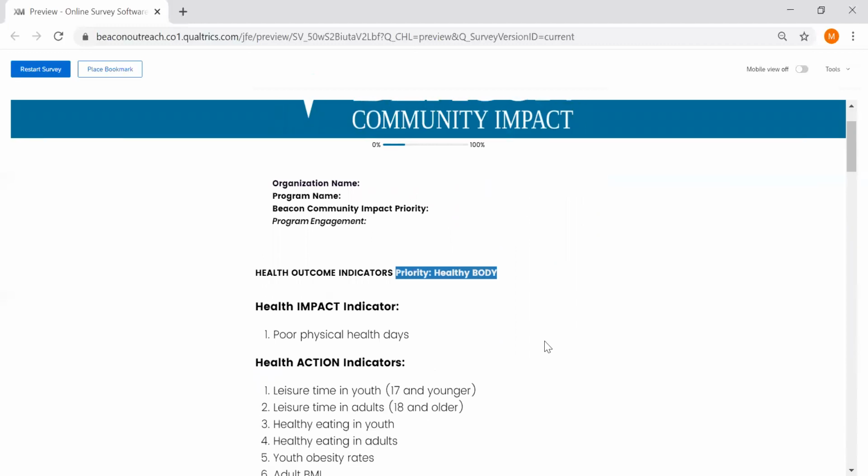The next set of questions is for programs in the action impact tier. Programs will be shown the indicator questions associated with their assigned health priority. Please only respond to the indicators that are relevant to your program. In most cases, this means there will be some questions that you don't respond to, and that's totally fine.